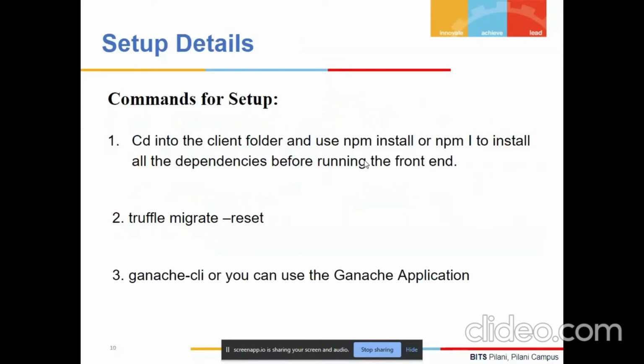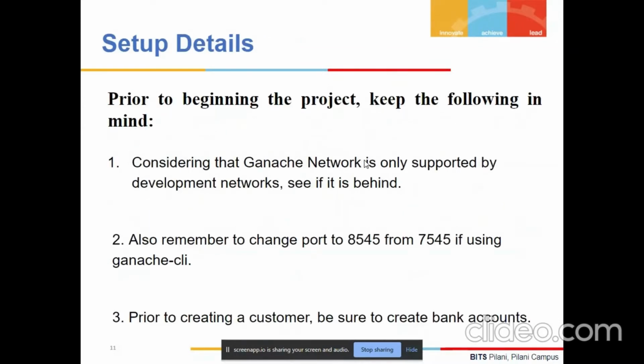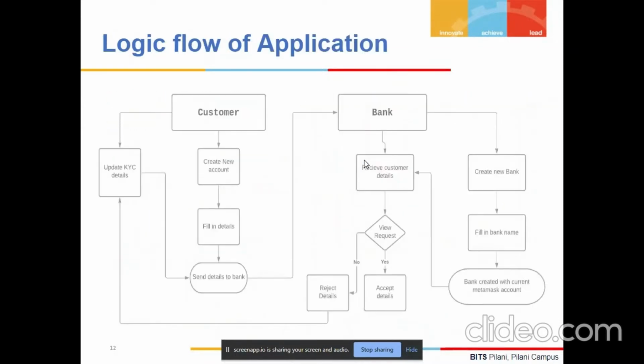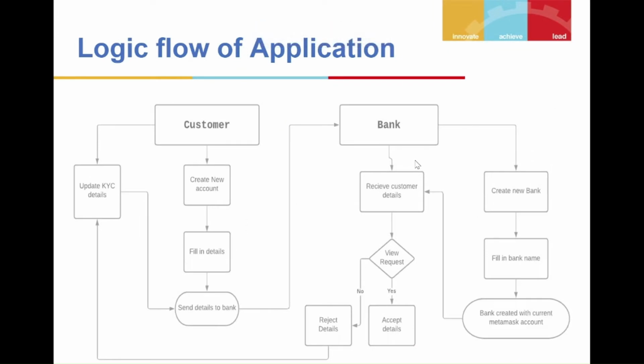Now my teammate Kashyap will show you the demo of the project and also the logic flow of the application. Let's start with the logical flow of the application. As we can see from the flow diagram, it's pretty simple to understand. First we need to create a bank entity and link it with a cryptocurrency wallet. For every transaction in the application, we have to pay some gas fees in terms of Ether.